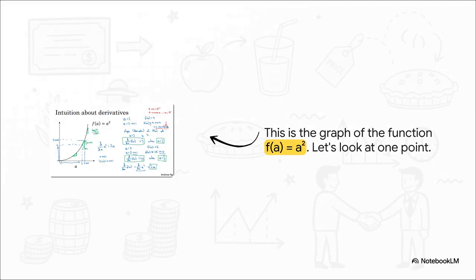Okay, check out this graph. This is the function f(a) = a squared. It's a classic U shape, a parabola. We're going to zoom in on just one spot, the point where our input a is exactly 2. Now, if the input is 2, the output is 2 squared, which of course is 4.